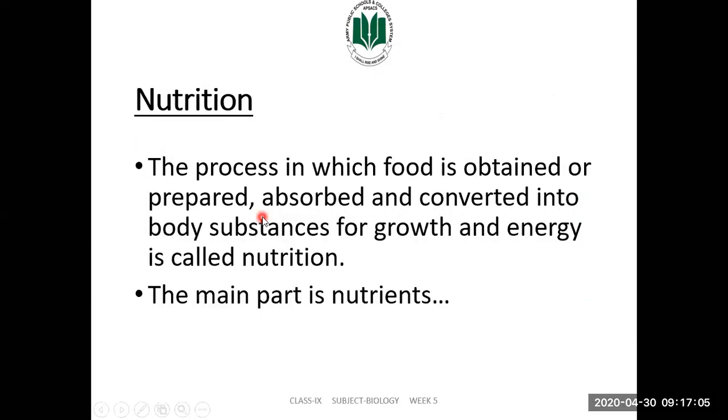Now, what is nutrition exactly? According to our book, the process in which food is obtained, prepared, absorbed, and converted into body substances for growth and energy is called nutrition. There are certain main parts of nutrients which we will discuss later in today's lesson. Nutrition is basically the process in which food is obtained in the case of heterotrophs, and prepared in the case of autotrophs like plants which prepare their own food. Then after getting the food, it needs to be absorbed in our body and converted into body substances for growth and energy, which are the main purpose of nutrition.